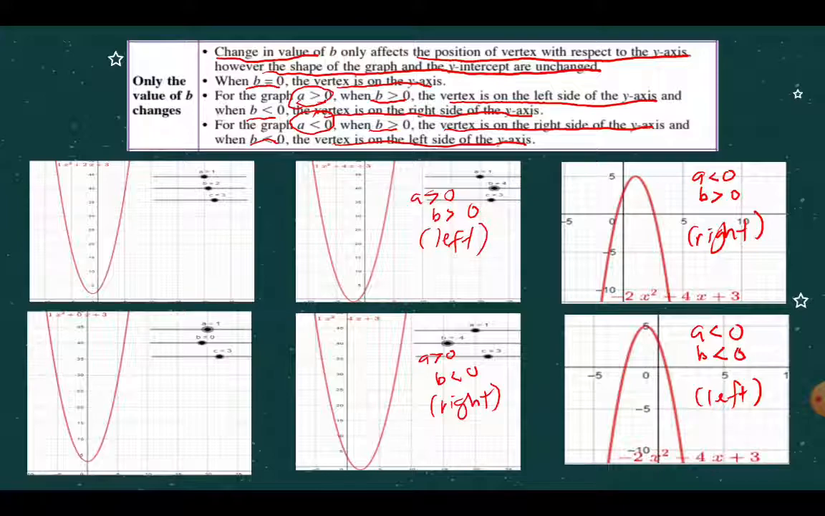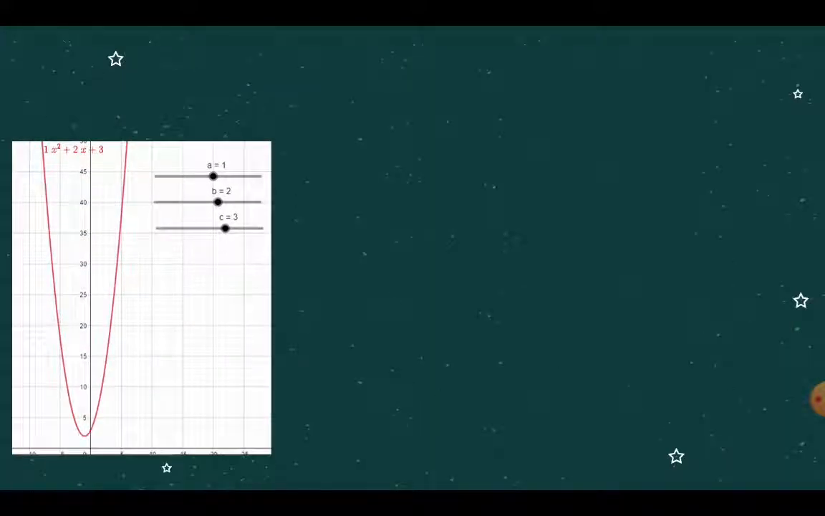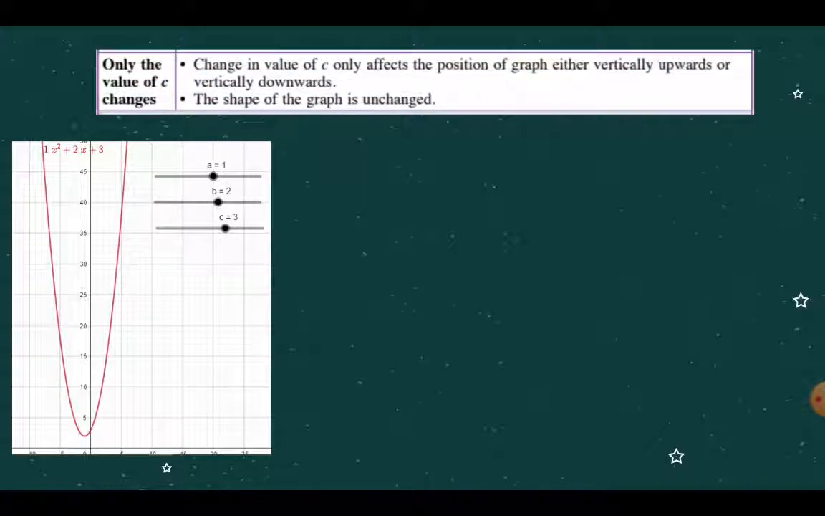Remember, for b, the shape of the graph and the y-intercept don't change, but it changes the position of the vertex with respect to the y-axis. Okay, next, how about change in c? This is the original one. A change in the value of c affects the position of the graph either vertically upwards or downwards. The shape of the graph is unchanged, of course.